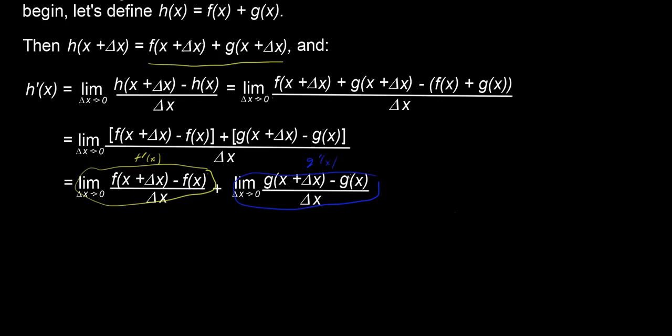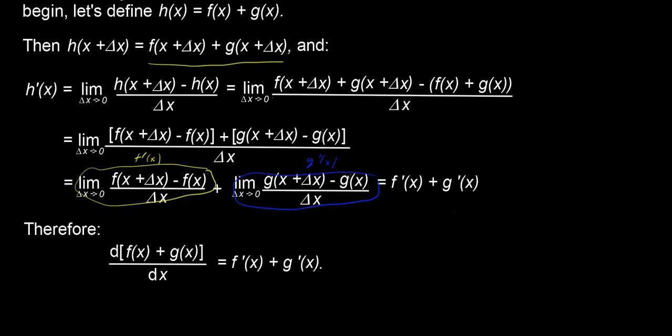So in other words, the derivative of h of x, which would be the derivative of the sum of the two functions f and g, is just f prime of x plus g prime of x. Or in other words, here's our shortcut.